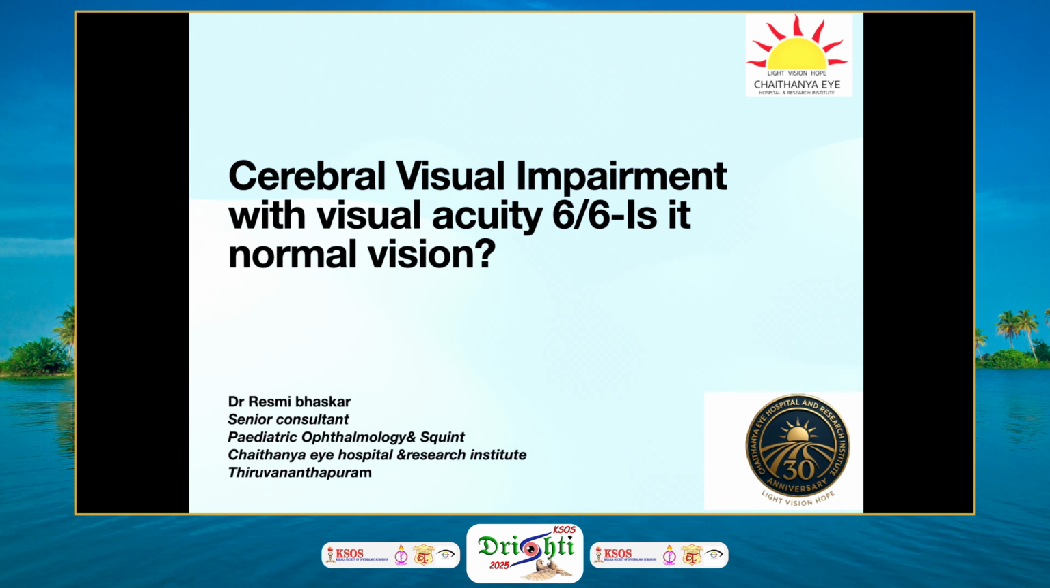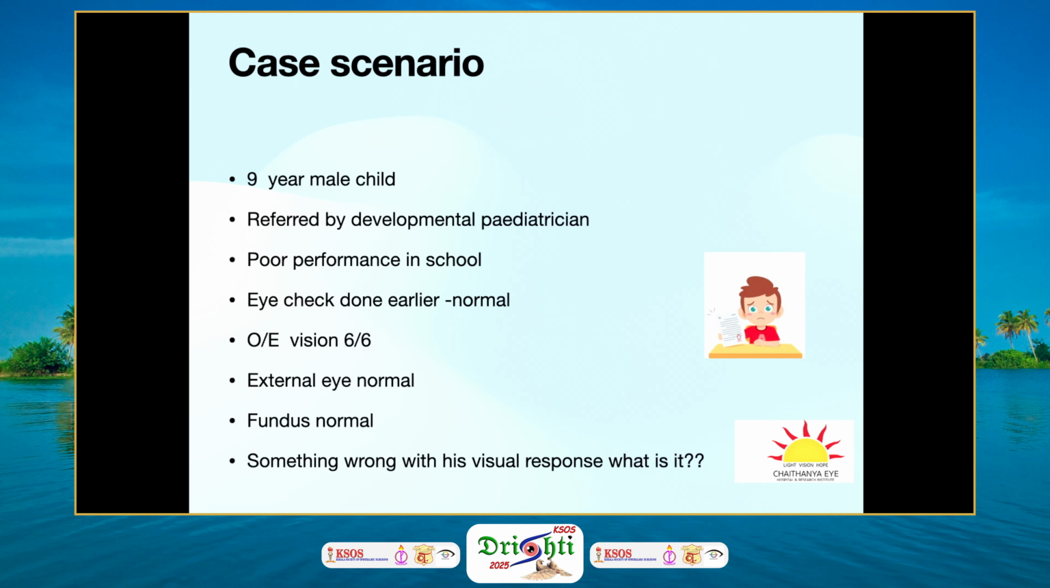Good afternoon. My topic is cerebral visual impairment with visual acuity 6 by 6. Is it normal? So we'll see a case scenario.